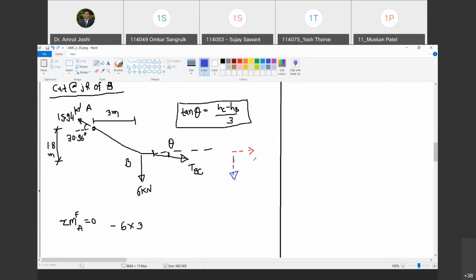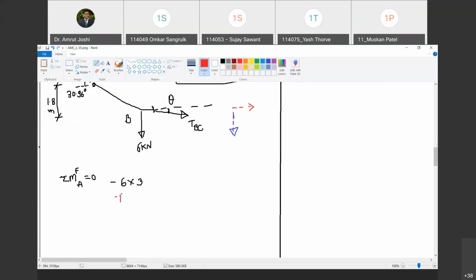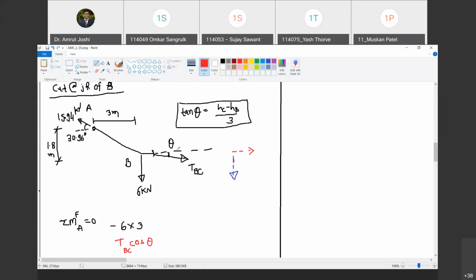Yes, sir. How much is the horizontal component? TBC cos theta. So I will write that horizontal component TBC cos theta. Happy? Yes, sir. And what is its moment about point A? This multiplied by 1.8. Do you agree? Yes, sir. And what is the sense? It is anti-clockwise. Agreed? Yes, sir. Therefore, this is positive.